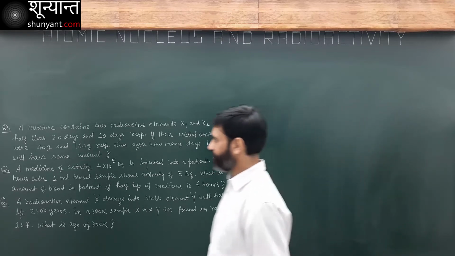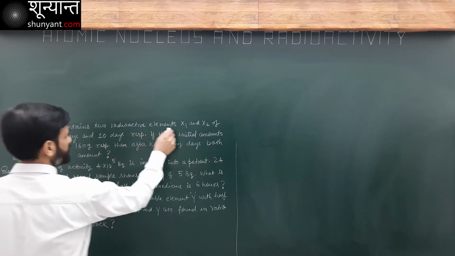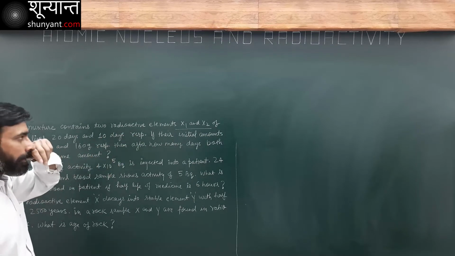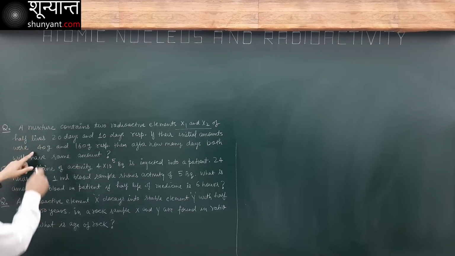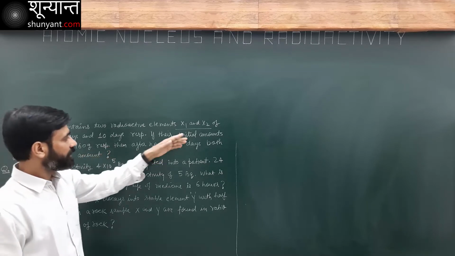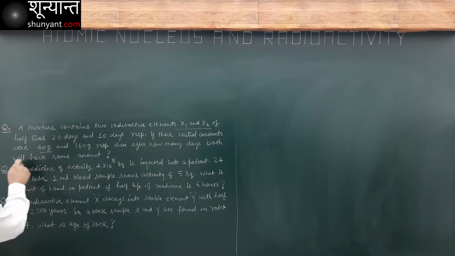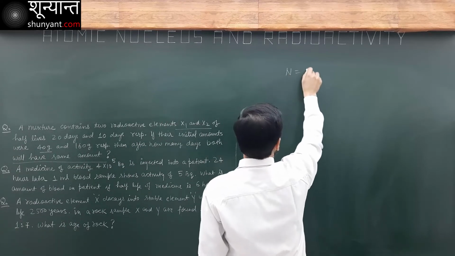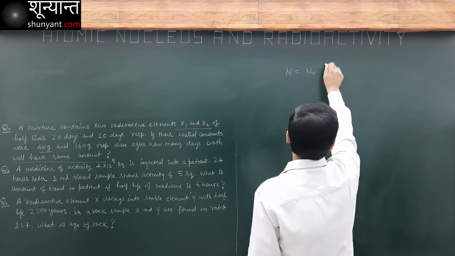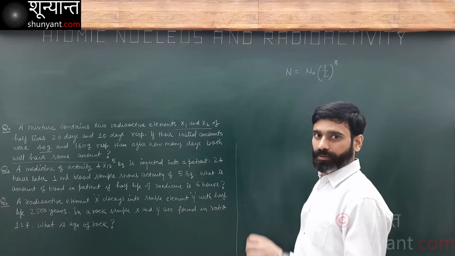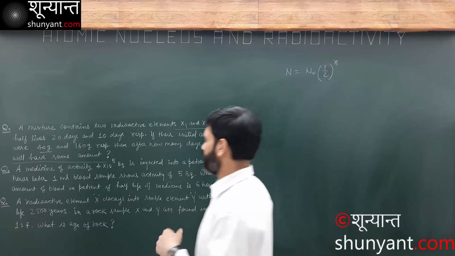Here we have two radioactive elements, X1 and X2. Half-life 20 days, 10 days respectively. Initial amounts are given, 40 gram and 160 gram respectively. Then after how many days both will have the same amount. So you see it is like n is equal to n naught, half power n, where n is the number of half-lives.